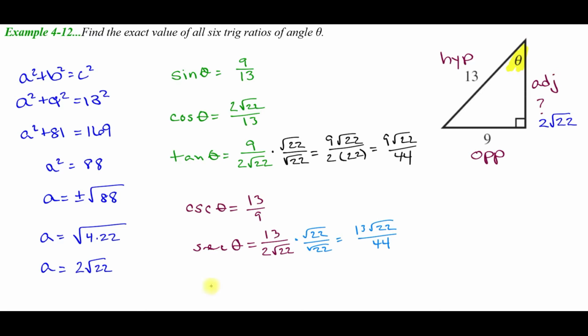And then finally, we want to do cotangent. Cotangent is the reciprocal of tangent. If I come and I take the reciprocal of this answer here, we're going to end up with a radical in the denominator. We're going to have to rationalize. So if you have a value that was rationalized, just come back and use this first answer that we had before we rationalize and flip that, and then your radical will be in the numerator and you won't have to worry about anything. So this will give me 2 radical 22 over 9.